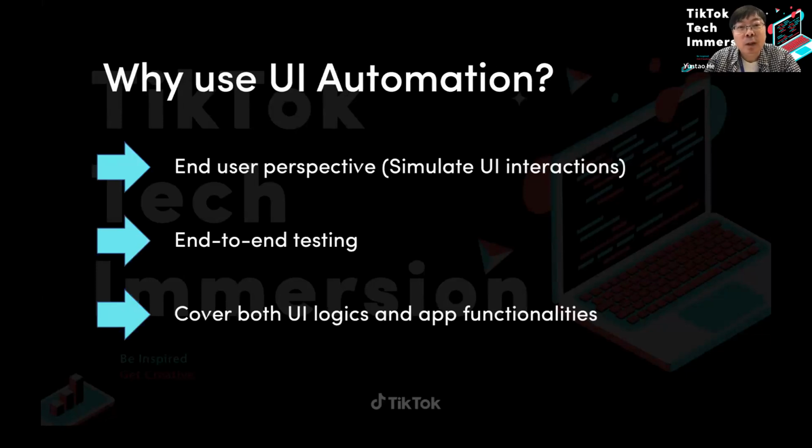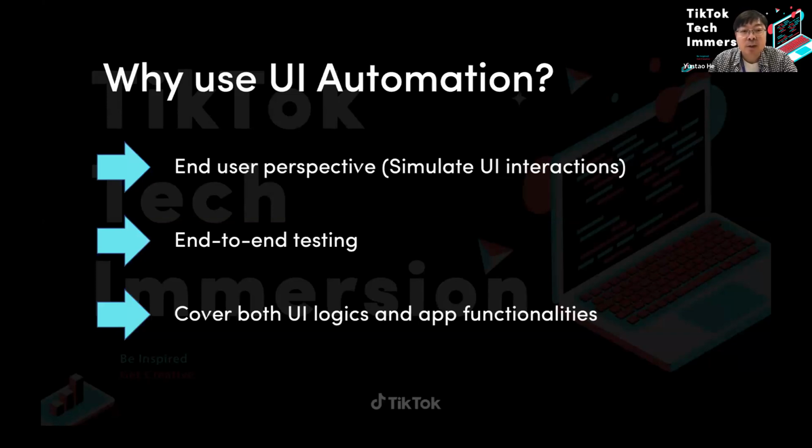As for why we try to use UI automation, it has some benefits. The first is that UI automation is the end user perspective. UI automation simulates the click or tap, similar to how the end user is using our product. It's also similar to how manual QA does the testing. They use the app UI, do all the actions and test all the functionalities. This is the main benefit of UI automation. It's very close to the user action.